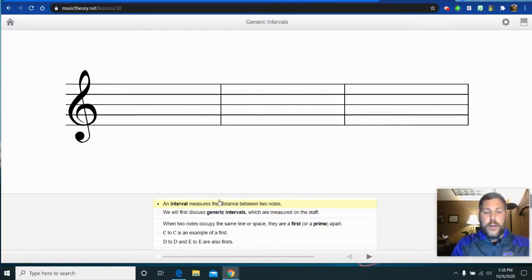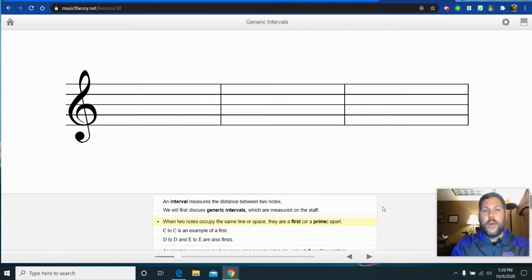And again, here it tells you an interval measures the distance between two notes. Again, not in reference to time, just pitch or frequency. So the generic intervals, meaning we're not going to worry about whether it's a major, minor, augmented, perfect, or diminished interval. None of that's going to matter at this moment. It's just specifically how far away is an F to a C. Doesn't matter if it's an F sharp, C sharp, C flat, doesn't matter. It's just purely the letter.